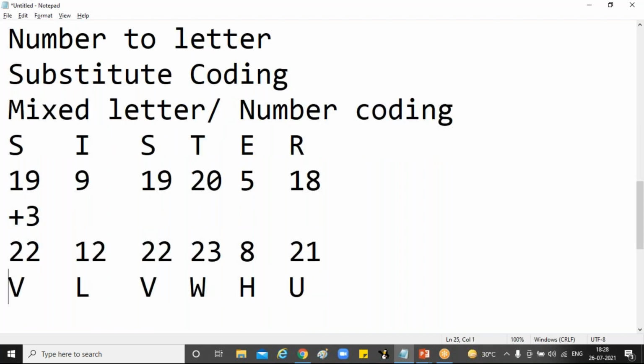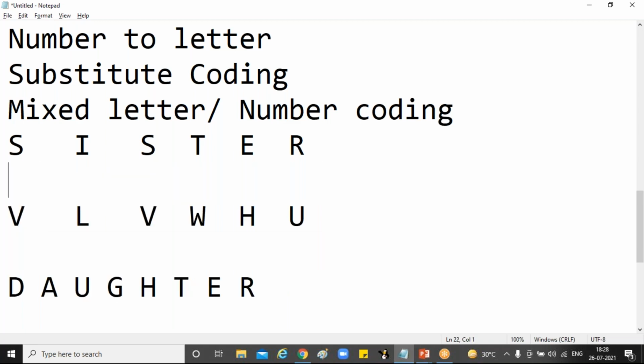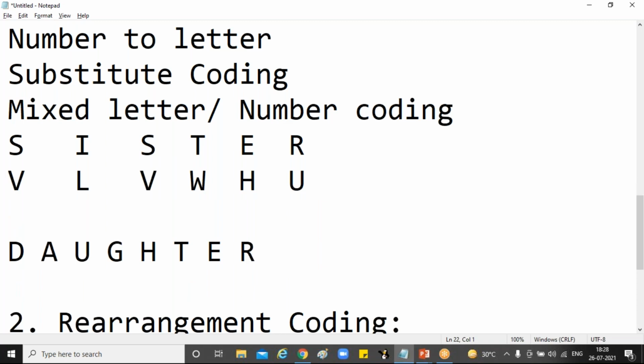So 22nd letter is V, 12th letter L, 22nd letter V, 23rd letter W, 8th letter H, and 21st letter is U. So in exam point of view, they are not giving the logic directly. We have to identify the logic. SISTER is coded as VLVWHU. You have to identify that logic.